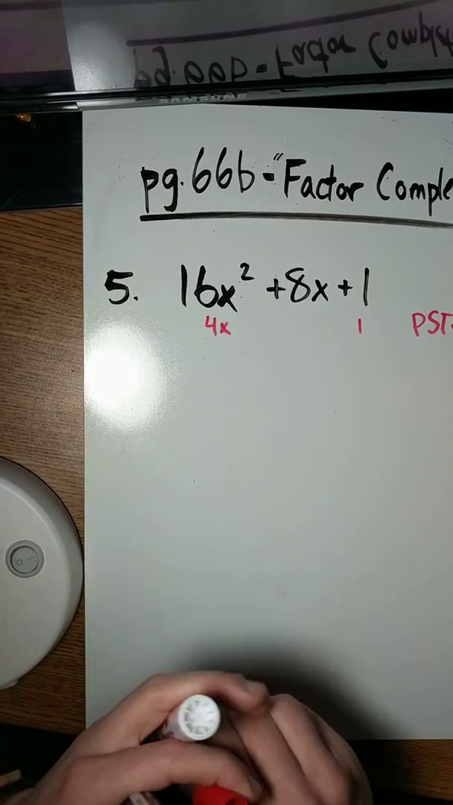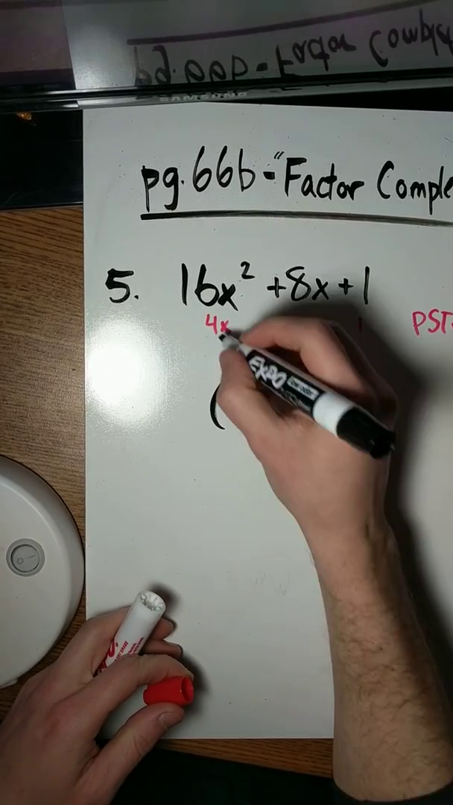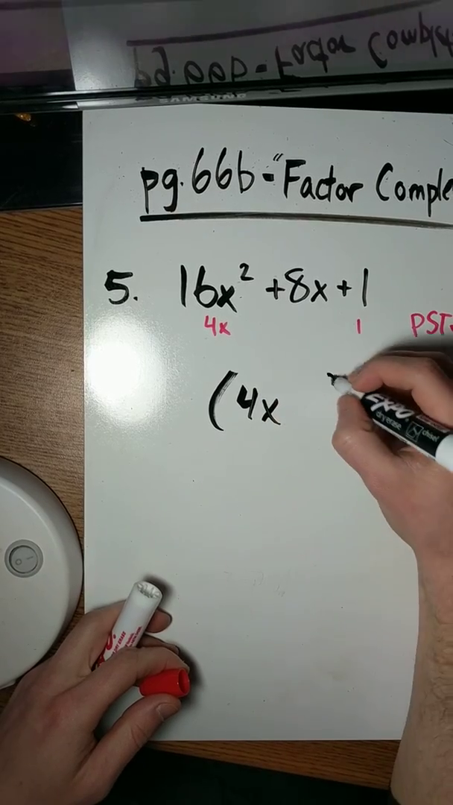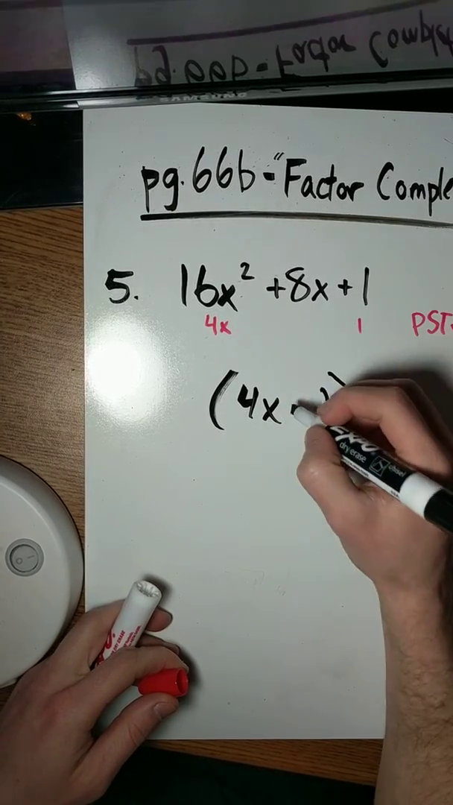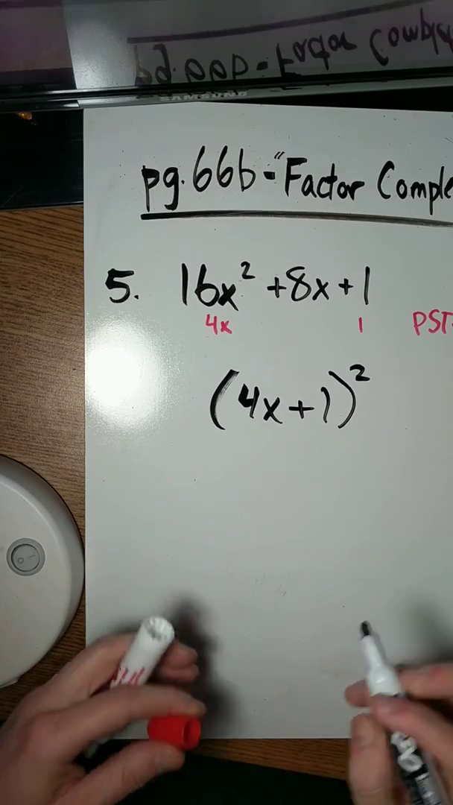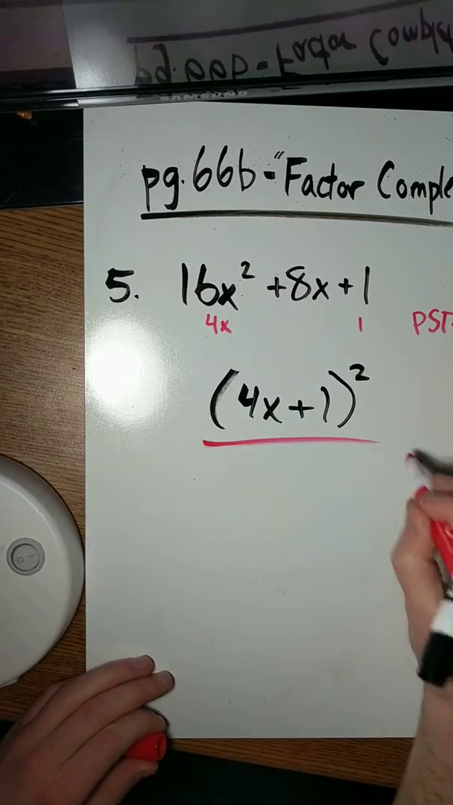Okay, so it is a perfect square trinomial. So our answer, we could just jump to, is 4x plus 1. This plus sign comes down, and it's squared. This is the answer for number 5.